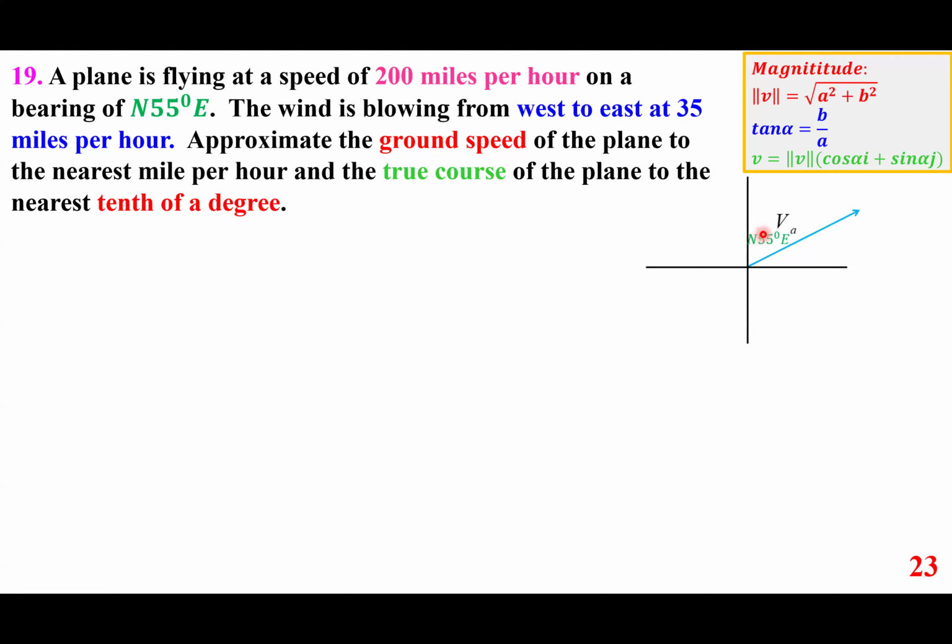So this is 55 degrees, everybody, which makes this angle 90 minus that, 35 degrees. So the magnitude is for this vector V sub A, which is the velocity relative to air. By the way, V sub A is this much, 200 miles per hour. And the angle is 35 degrees. So this is what we are dealing with, everybody.